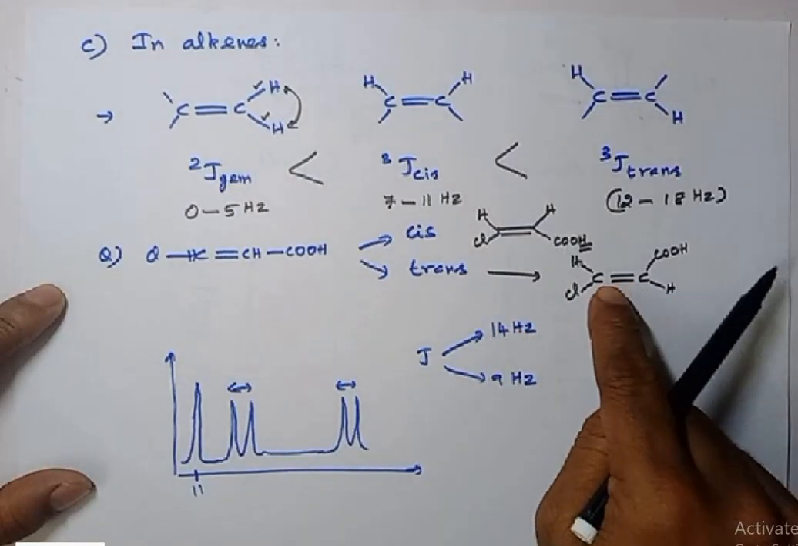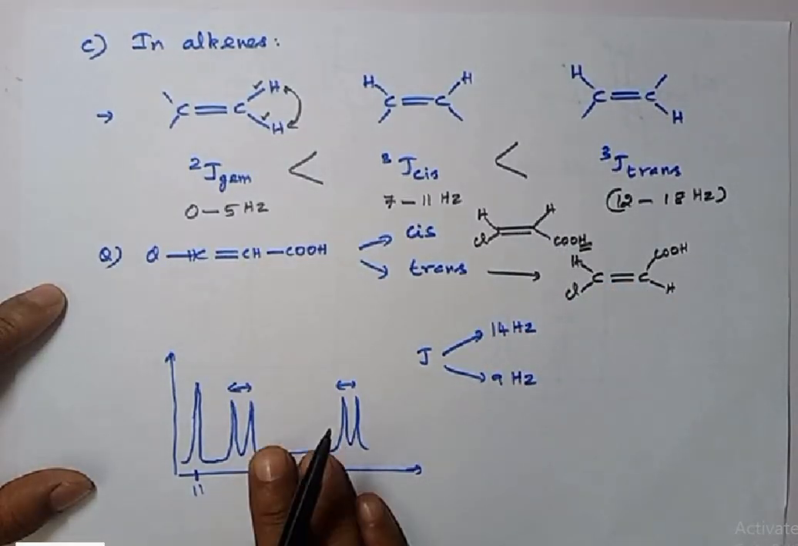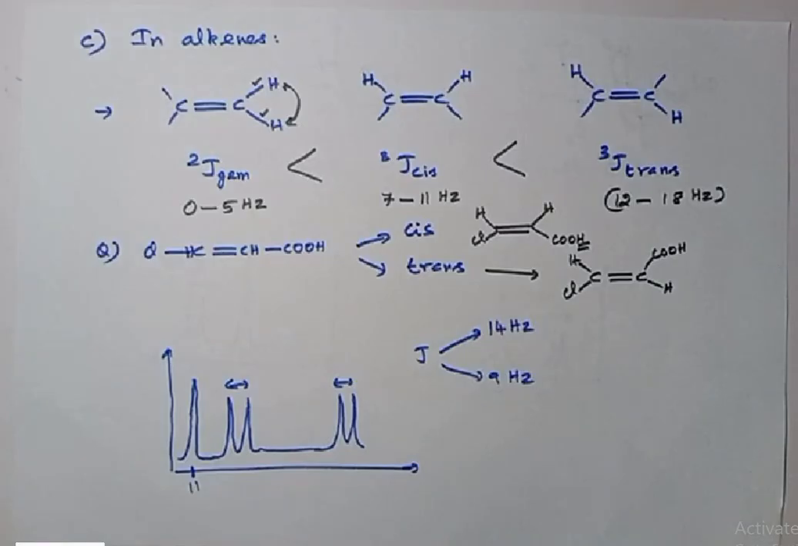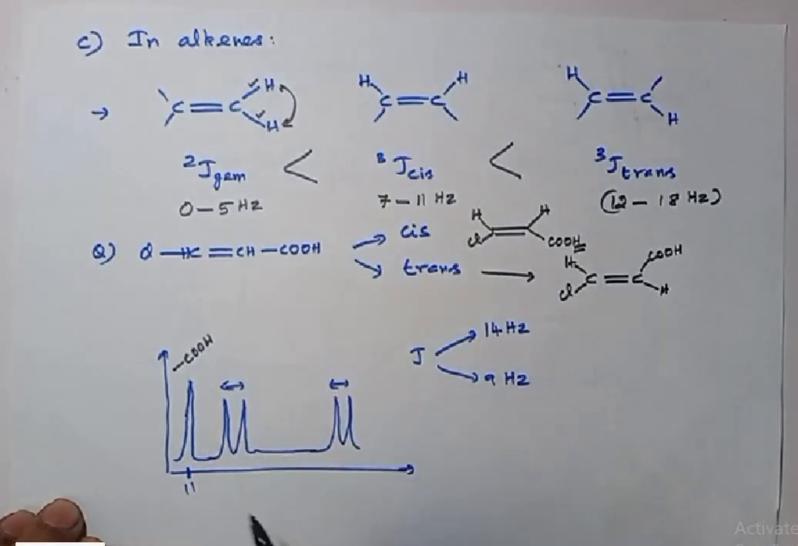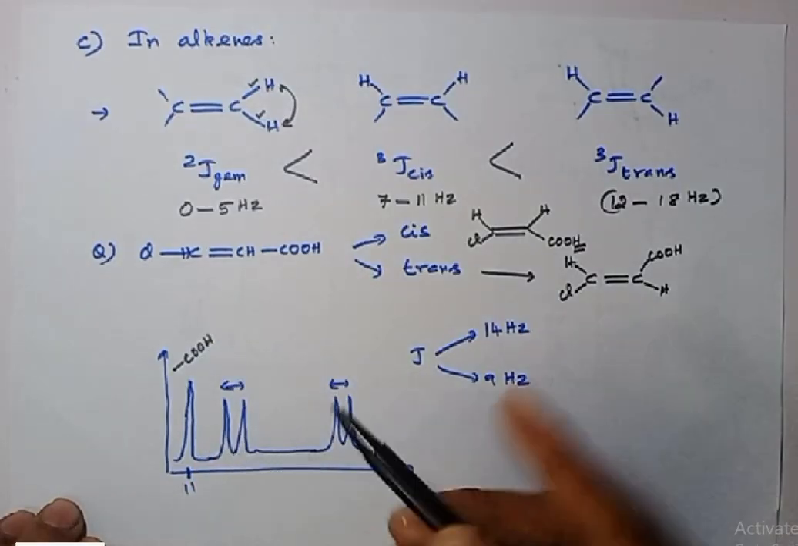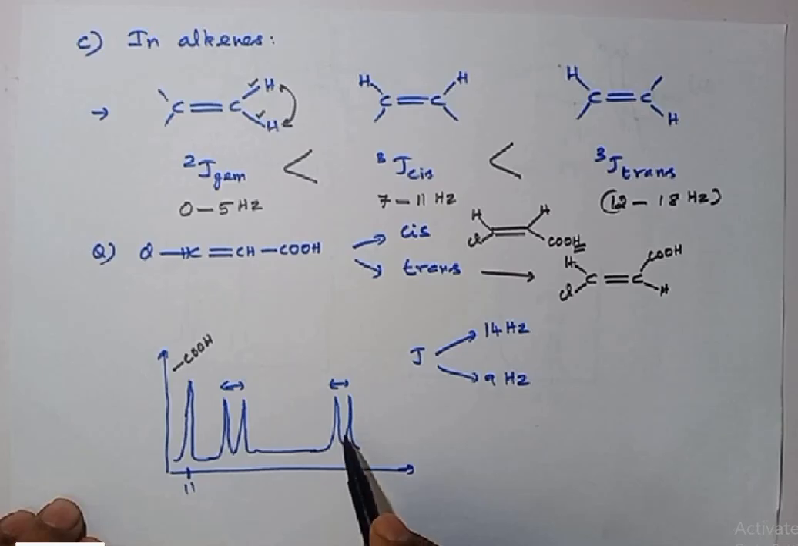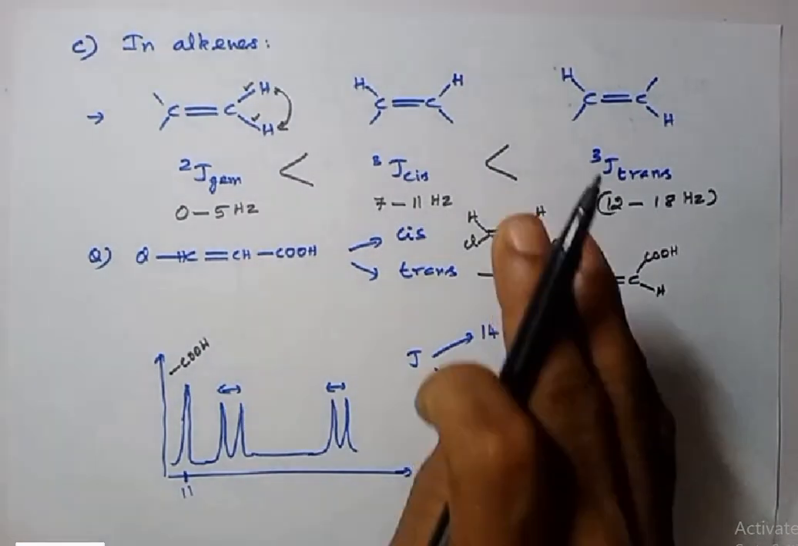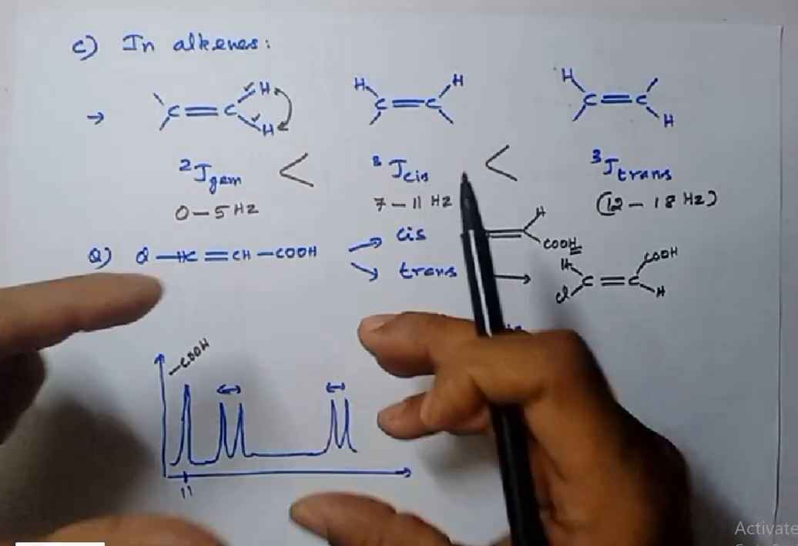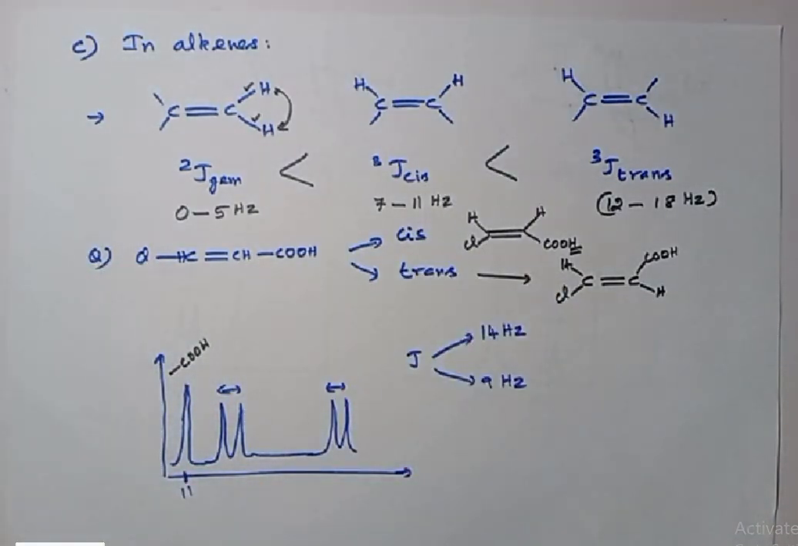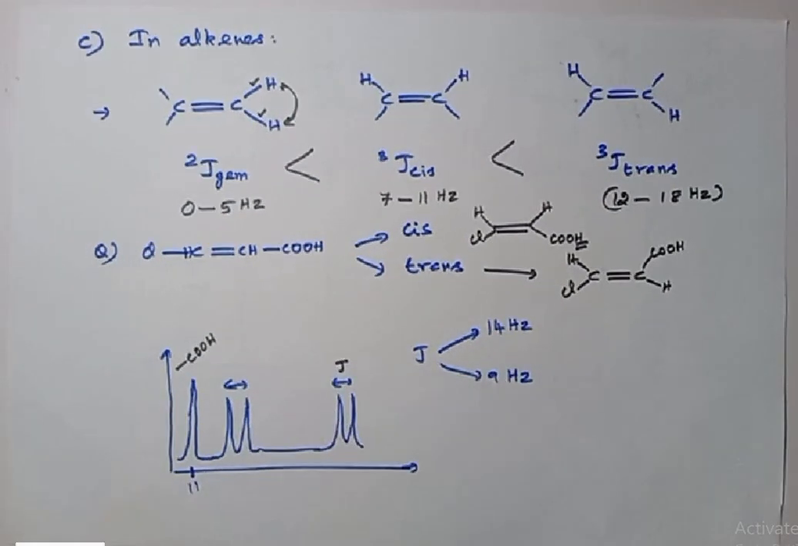Listen, even for the trans isomer we get the same kind of spectrum. We get a peak for the carboxylic acid proton, and we get a doublet for one hydrogen and another doublet for the other hydrogen. So both cis and trans isomers give an NMR spectrum in a similar manner. Then how can we distinguish these two? Very simple. Measure the coupling constant.